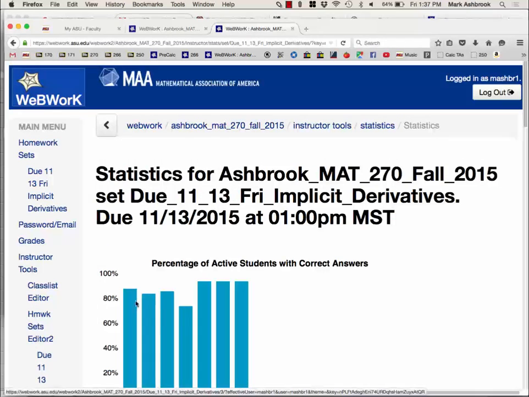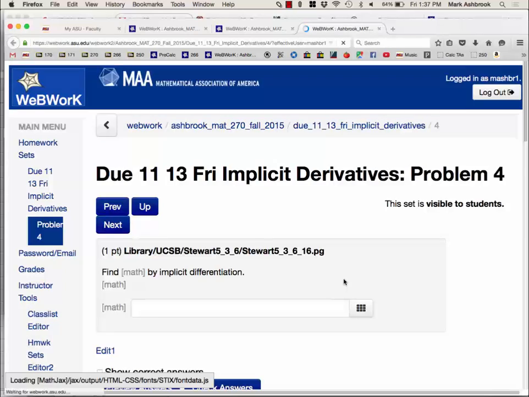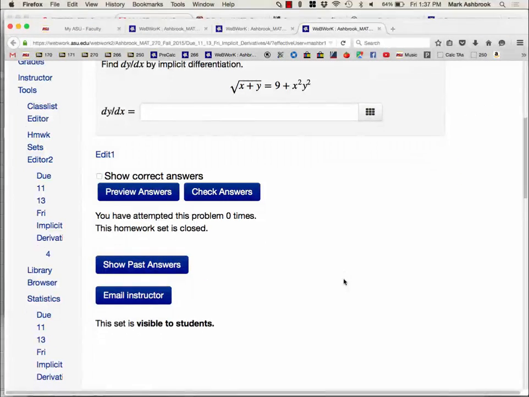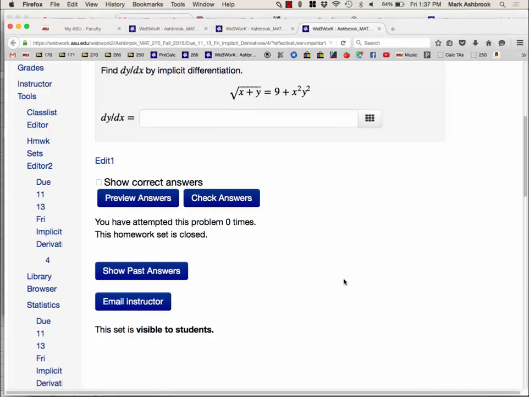I guess number 4. This one. Okay, let's do this one. So we're gonna find dy dx.